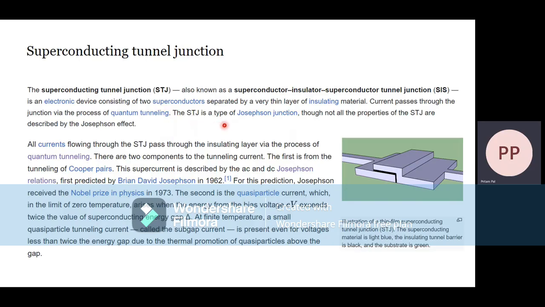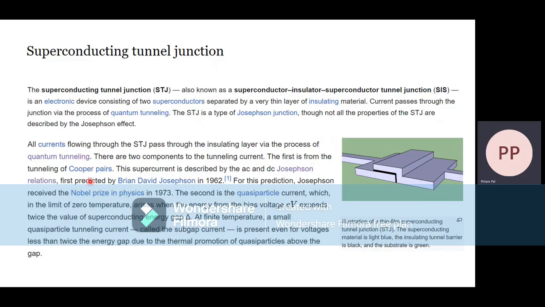This STJ is a type of Josephson junction. I will also discuss in the next slide what exactly we mean by the Josephson junction. Not all the properties of the STJ are described by the Josephson effect. All the currents flowing through the STJ pass through the insulating layer via quantum tunneling, as I've already mentioned. These are the two components of the tunneling current.